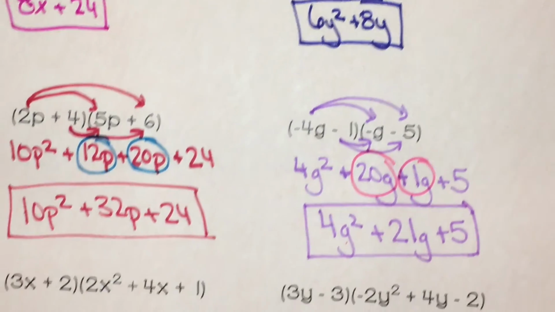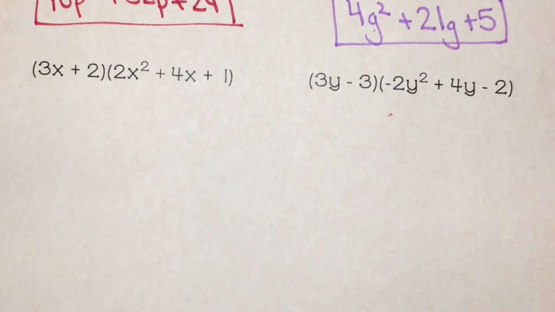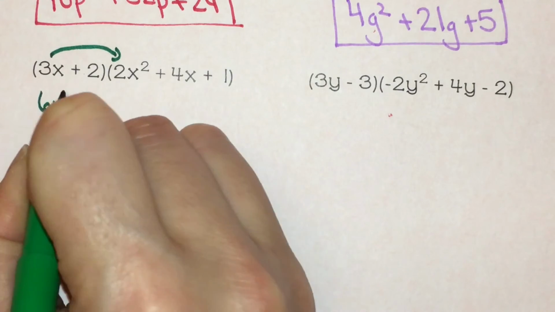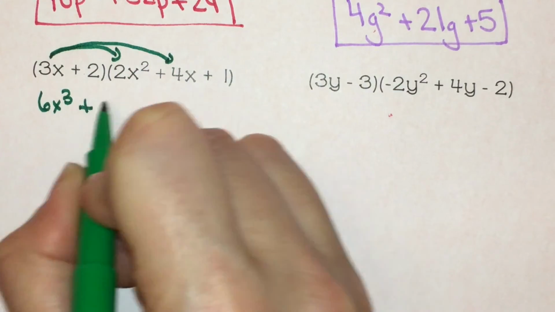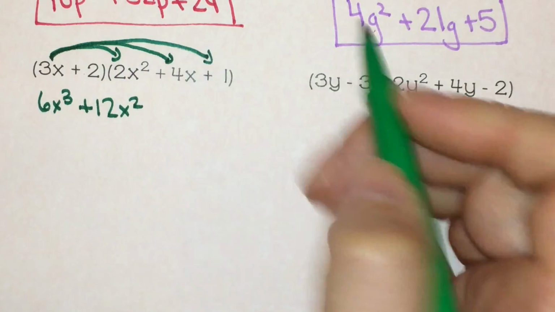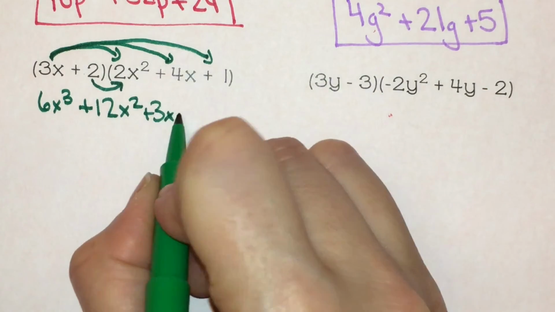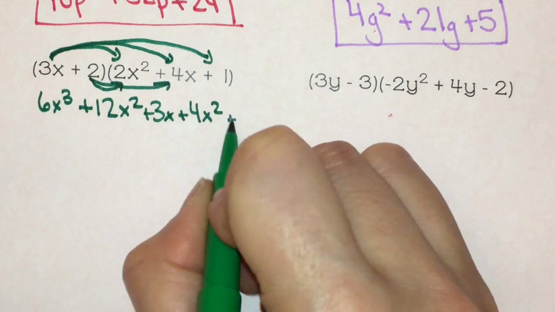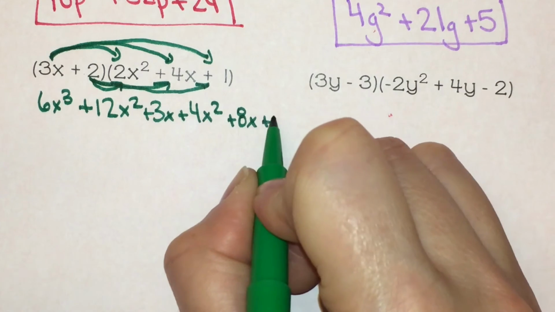All right, then for the trinomials. We have 3x times 2x squared is 6x cubed. 3x times 4x plus 12x squared. 3x times 1 plus 3x. 2 times 2x squared plus 4x squared. 2 times 4x is plus 8x. And 2 times 1 is plus 2.